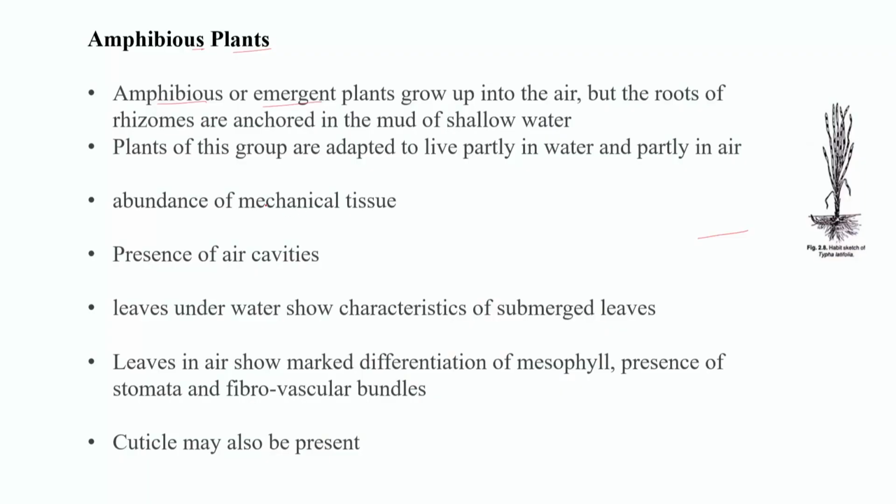If the leaves are submerged, they will have adaptations of a submerged plant, and if they are all growing on the upper side, they will have adaptations similar to that of a land plant. So they will show both adaptations. See, abundance of mechanical tissue is there, which is an adaptation of land plants, and then they will have presence of air cavity. Even if they are growing in the air, they will also contain air cavities. So this is an adaptation of hydrophyte.